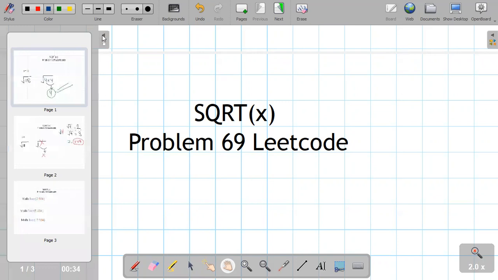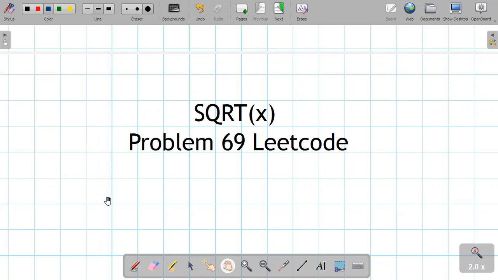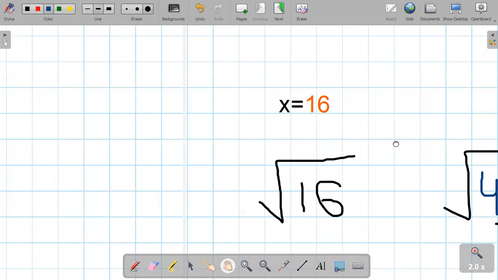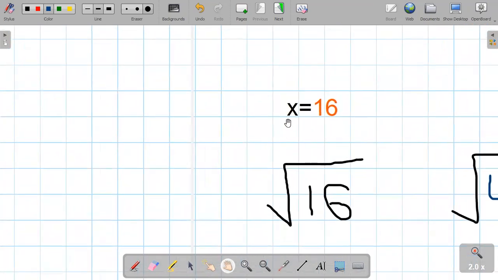Here it is. If we are given x equals 16, we have to find the square root of the number 16. The square root can be represented with this notation.